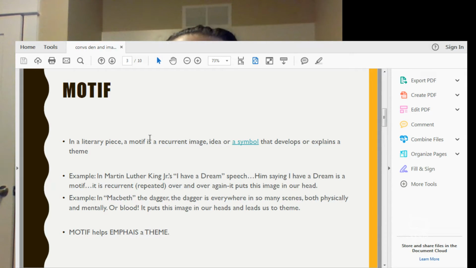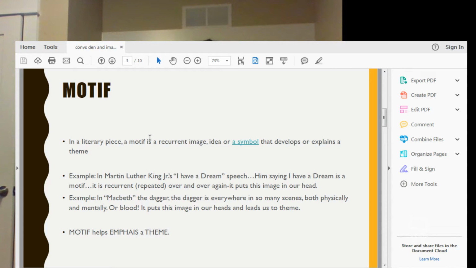Another example, in Macbeth, one of my favorite Shakespeare plays, it's talking about a dagger over here, a dagger over there, physically or mentally, and it's in so many scenes. That is a motif. It is putting this image and this symbol in our heads, and it really helps explain a theme and leads up to a theme. Also in Macbeth, blood on the hands, blood everywhere with the soldiers and all the people dying. That's a motif. It's a recurrent image, symbol, or idea that goes towards the theme.